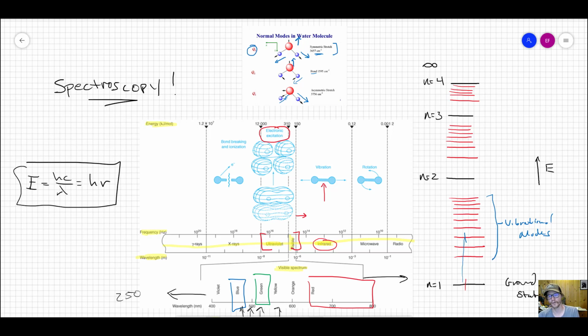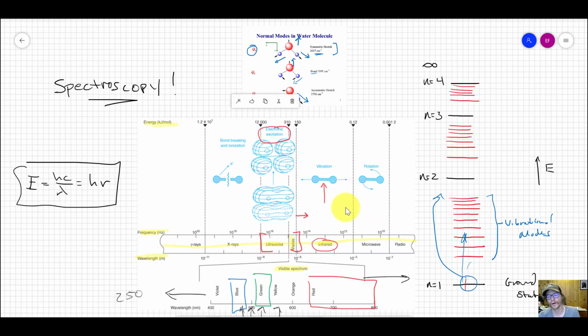And so when a molecule absorbs an infrared photon, it has just the right amount of energy to excite the molecule along one of these vibrational pathways instead, because it's not enough energy to excite it all the way up to an electronic state. Cool.